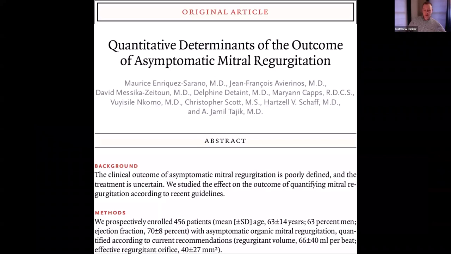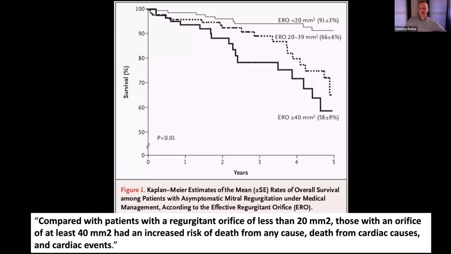This is a large study. This is a landmark trial, getting a little long in the tooth these days. But they studied 450 patients with organic or primary or type 2 MR, prolapse and flail, and watched them. And you can see when they're stratified by the size of their PISA-derived regurgitant orifice, if your regurgitant orifice is less than 20 mLs, you do really just fine, at least for the first couple of years. If it's a little bit bigger in the 20 to 39 range, you start to get into trouble. And if your PISA ERO is more than 40, you're really gonna be in trouble sooner or later.